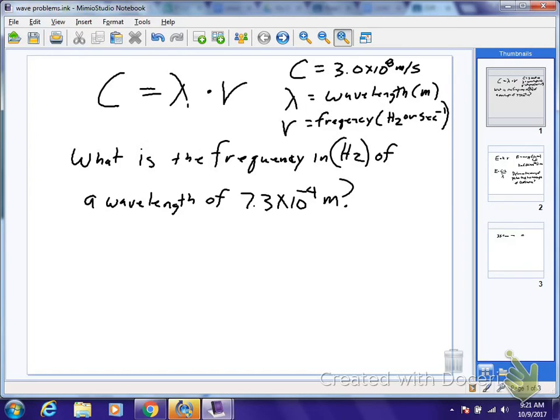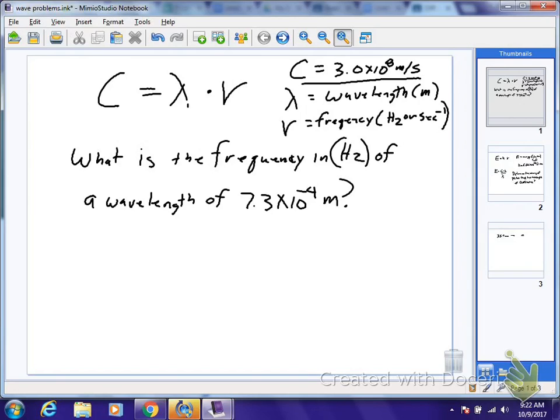So C is speed. Every wave, phone waves, radio waves, visible light, UV, infrared, all of those, they travel at a rate of 3 times 10 to the 8 meters per second. So 300,000 kilometers per second, if you were looking at another way to look at it. The lambda is wavelength, and it's measured in meters.